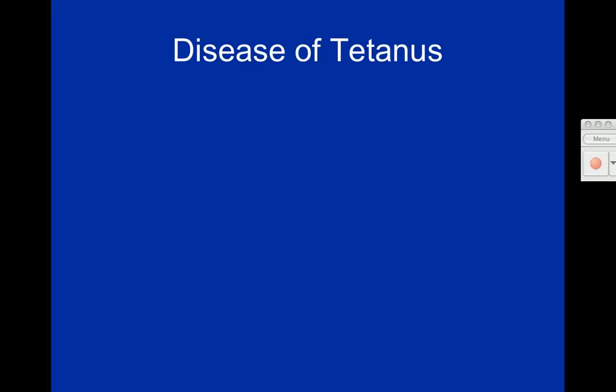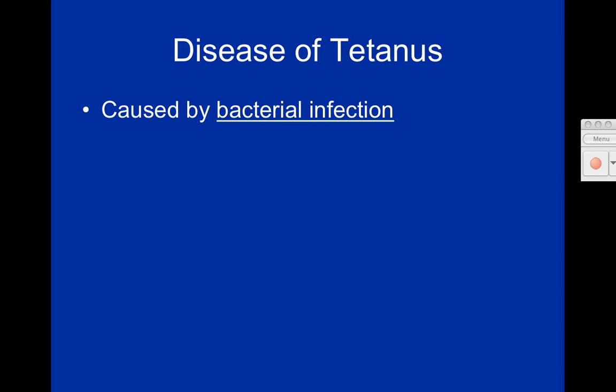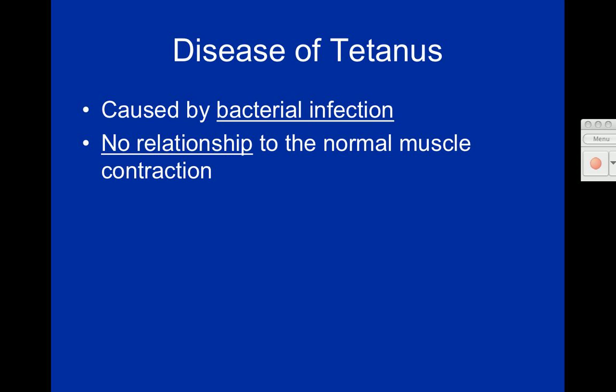Now, let's talk about that disease of tetanus. This is actually caused by a bacterial infection, and it has no relation to the normal muscle contraction. The bacteria typically live in areas where they don't get a lot of oxygen exposure. So a lot of times things that have rusted, like a rusty nail, they can live underneath the rust because they're not exposed to oxygen. That's one of the reasons why small puncture wounds, especially with things that are metal, are so dangerous for getting this disease of tetanus, because with a small puncture wound, you don't bleed a lot. There's not a lot of flushing out of the wound.